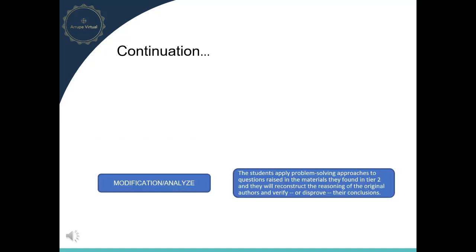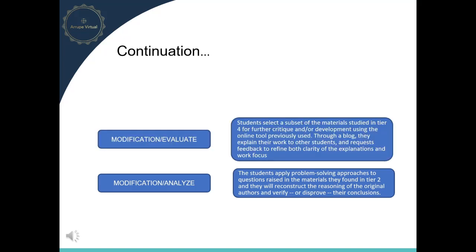At the modification analyze level, the students also apply similar problem-solving approaches to questions raised in the materials they found at the substitution understand level. In doing so, they will reconstruct the reasoning of the original authors and verify or disprove their conclusions.